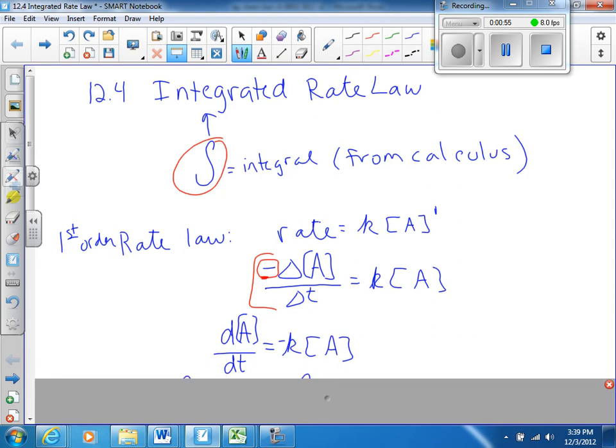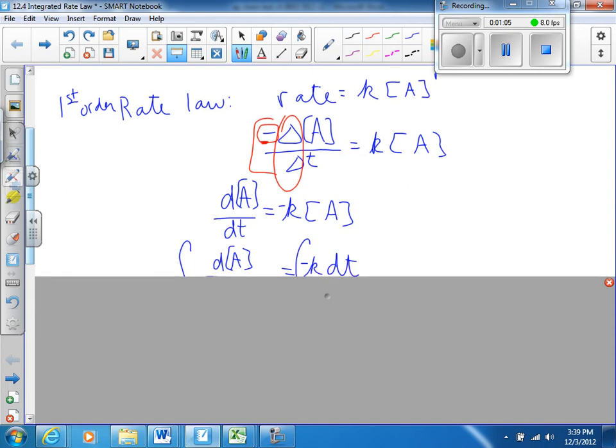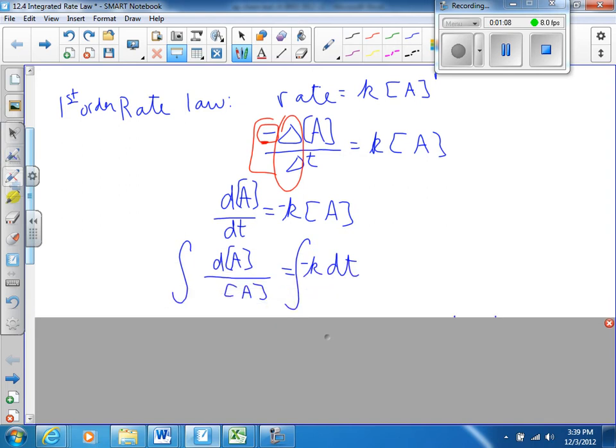Now, integration, we turn these deltas into a d. You don't need to know about integration. I'm just giving you some background. You can sort of fast forward through this part if you want to. I don't expect you to be able to do any of this. So we integrate both sides. First I get all the A's on the left side and the t on the right.